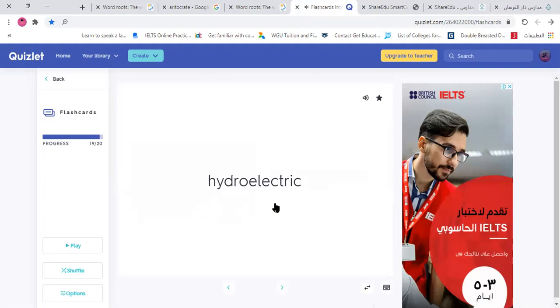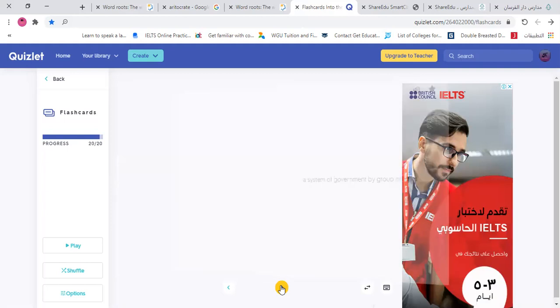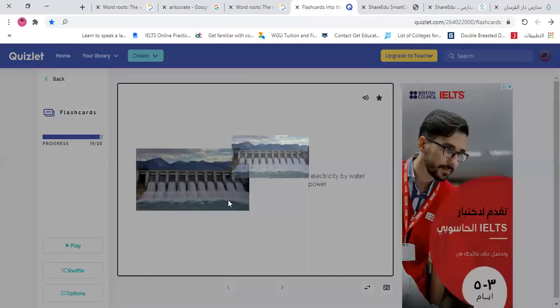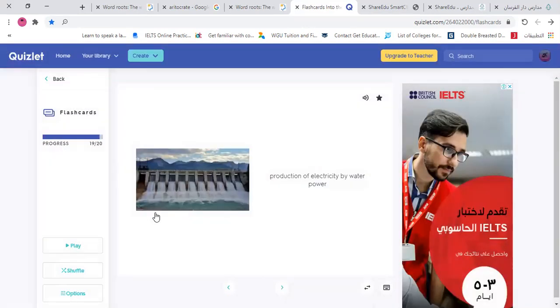Production of electricity by water power. Okay. Then we have hydroelectric. Hydroelectric, from its name, hydro يعني water, electric يعني electricity, which means the electricity that is produced by the water. Where will you find it? You will find it mostly in the dams. If you have a dam in your country, then there will be electricity coming from that dam.